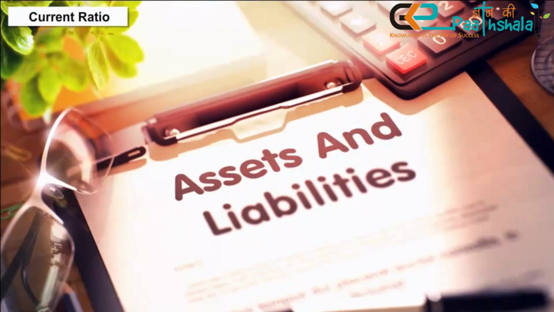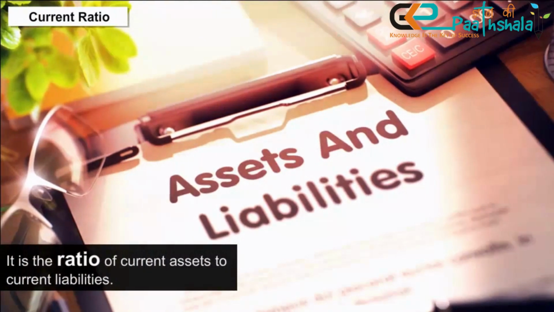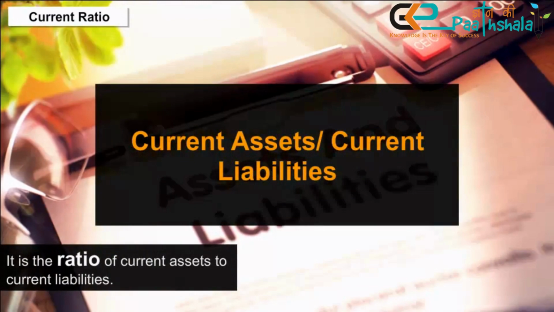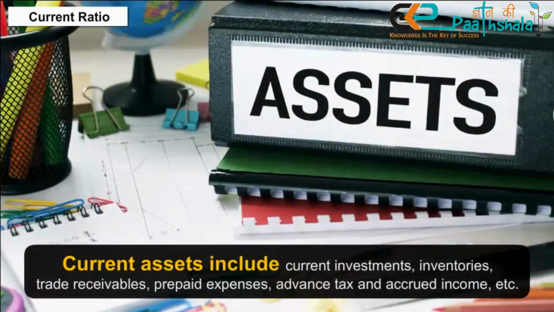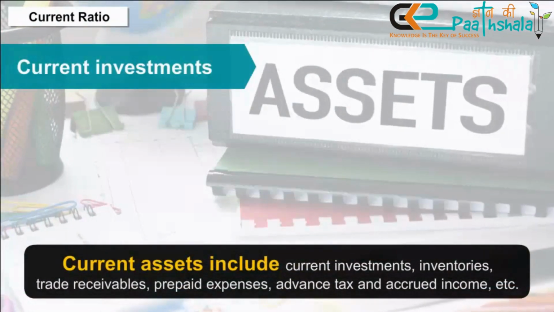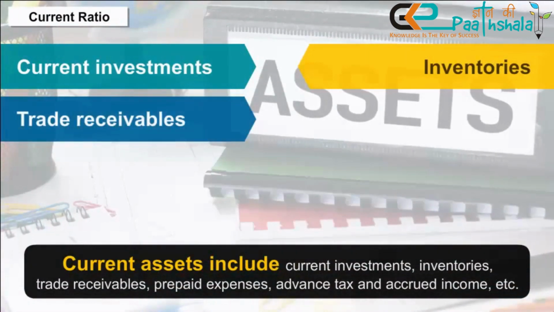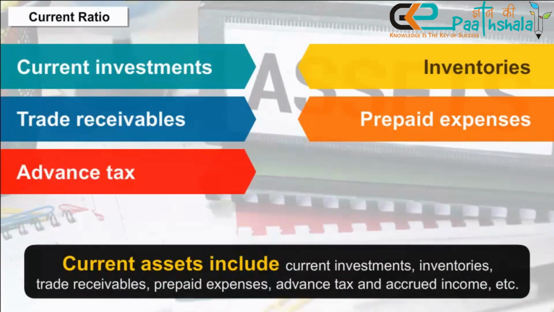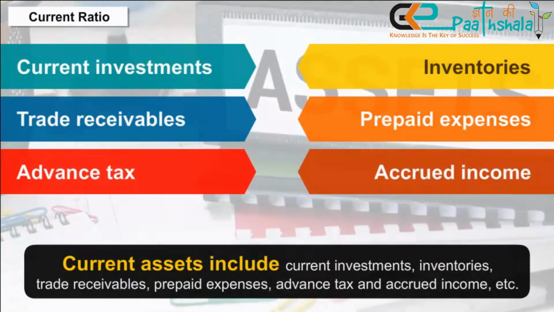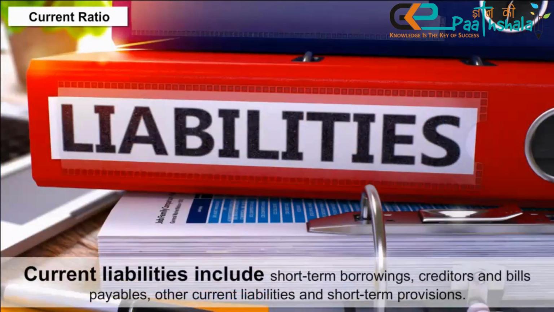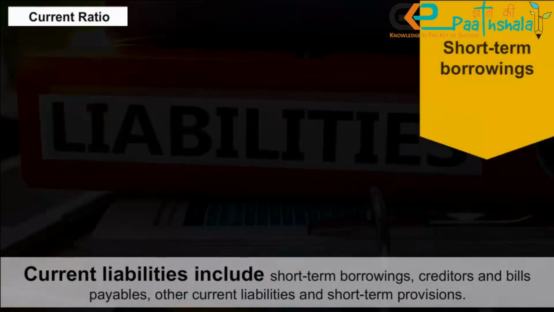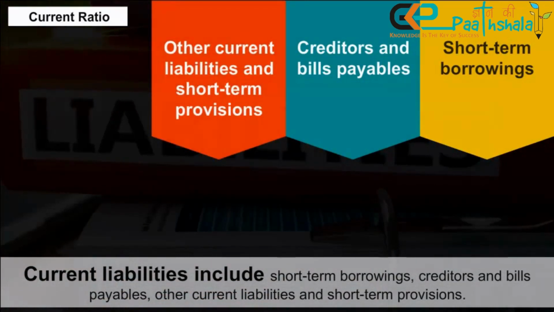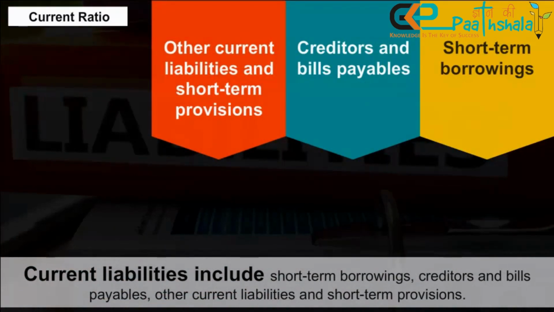Current ratio. It is the ratio of current assets to current liabilities. It is written as: current assets upon current liabilities. Current assets include current investments, inventories, trade receivables, prepaid expenses, advance tax, and accrued income, etc. Current liabilities include short-term borrowings, creditors and bill payables, other current liabilities, and short-term provisions.